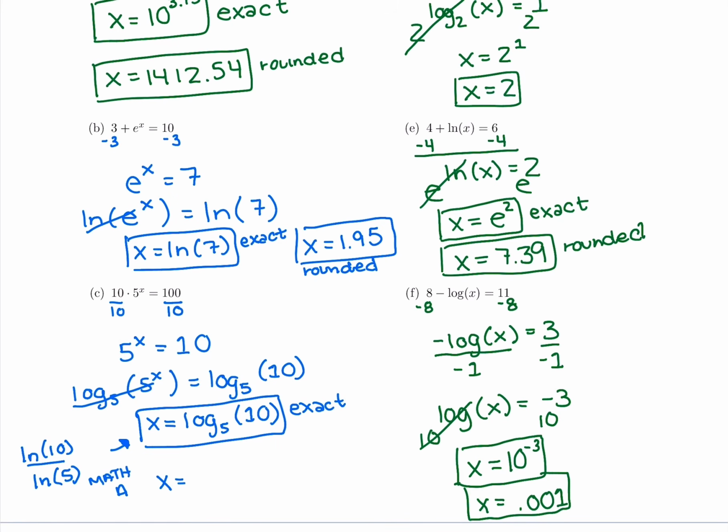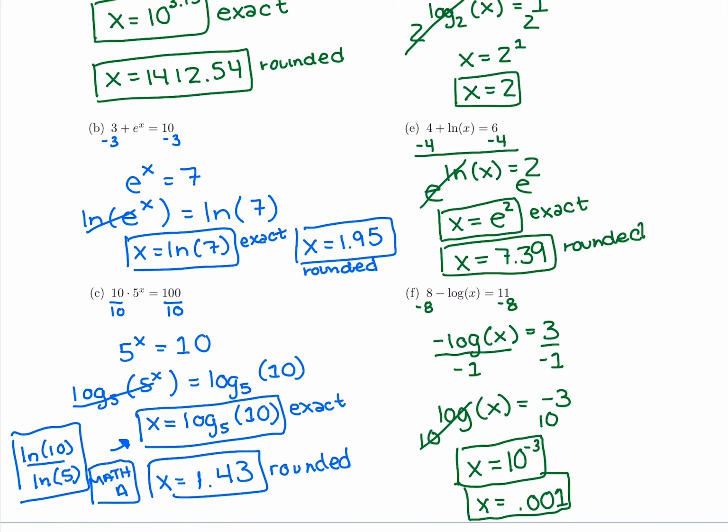But we need to be able to plug in on our calculator either using the math and scrolling down to letter A. If you have a TI 84 plus or beyond, you should be good to change the base on your calculator. If you cannot change your base, you need to do ln of the number over ln of your base. And either way, your answer for the rounded number should be 1.43 as your rounded answer. So math letter A if you have a TI 84 plus and beyond. And then if you don't have that ability, you're going to do ln of 10 over ln of your base is 5. And you'll get 1.43 as the rounded solution.